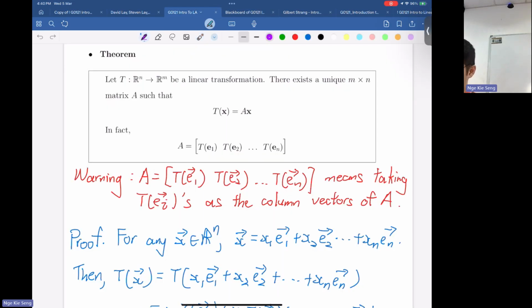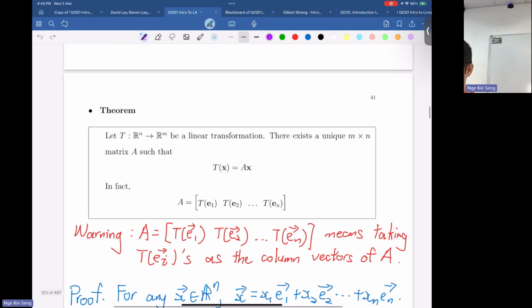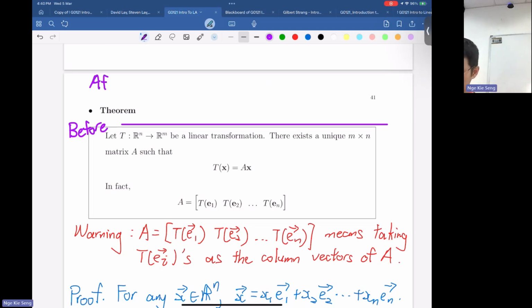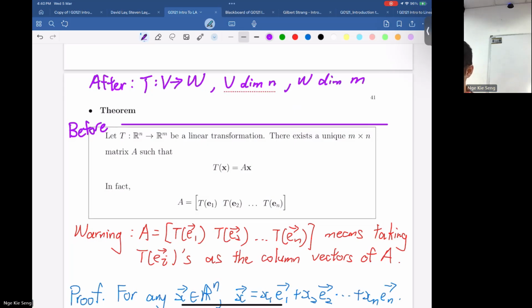So let's go back to here. Let's compare what we had before and now. This one is before, that one is after. So after, what do we have? We have T from V to W, such that V is dimension n, and W is dimension m. Then there exists an m by n matrix.